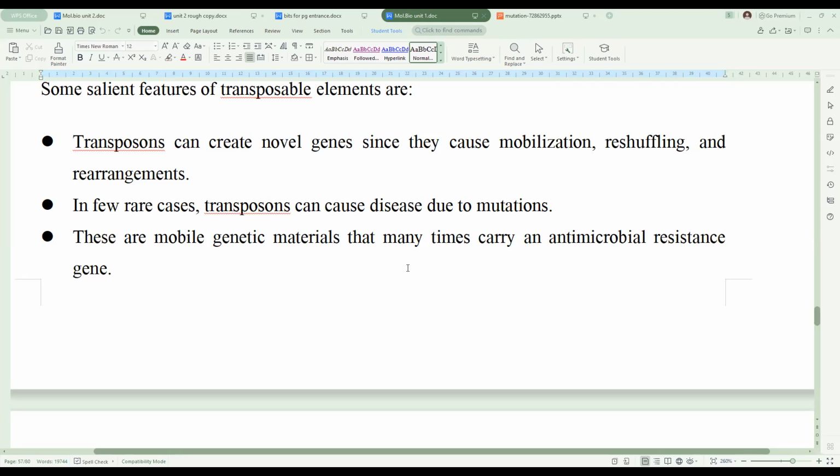Yes or no? You all should be interactive. When we say antimicrobial resistance is spreading, it means that the gene is spreading from one organism to another organism and so on. So one of the parameters for antimicrobial resistance spread is also transposons.